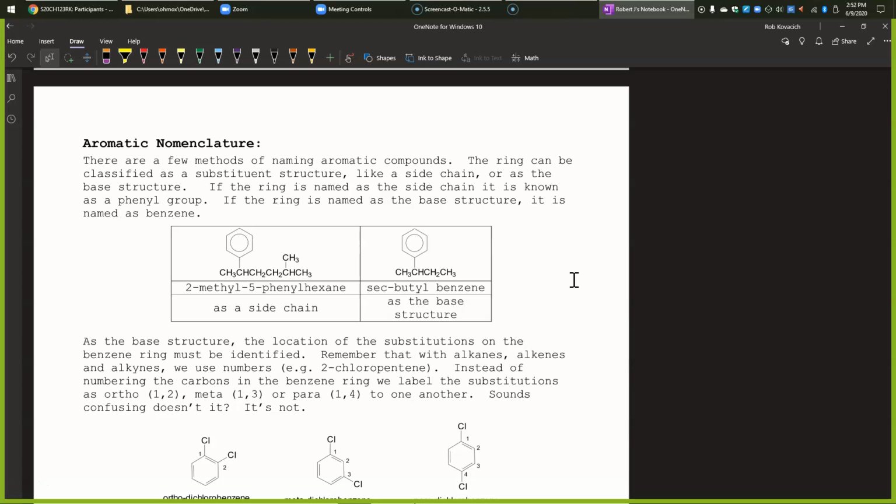So there's two ways you can name the aromatic, and benzene rings will be referred to as aromatic because most of them have a scent. So obviously you know what cinnamon smells like, and you know what vanilla smells like. So a lot of the things that you smell have a benzene ring on them.